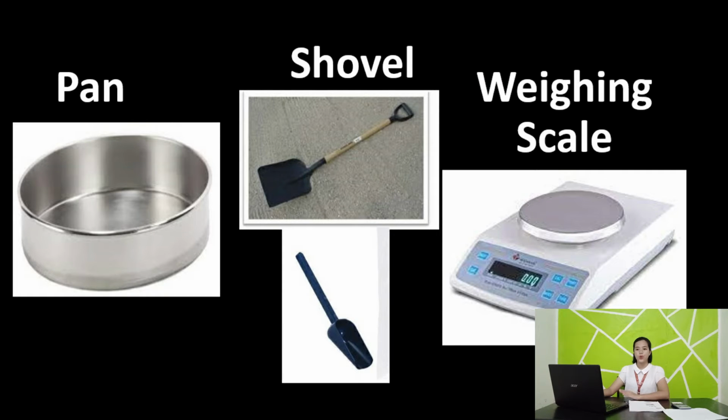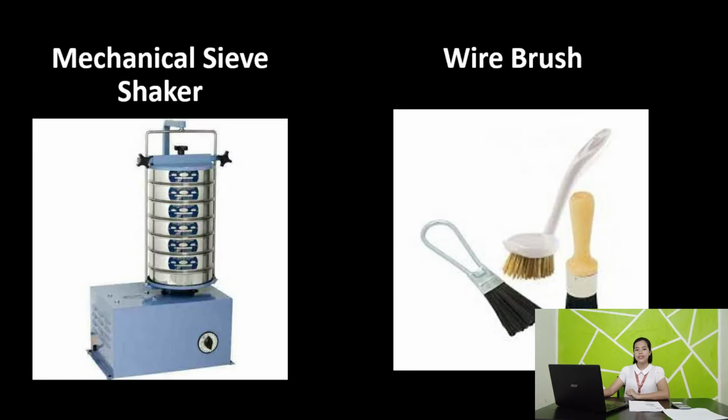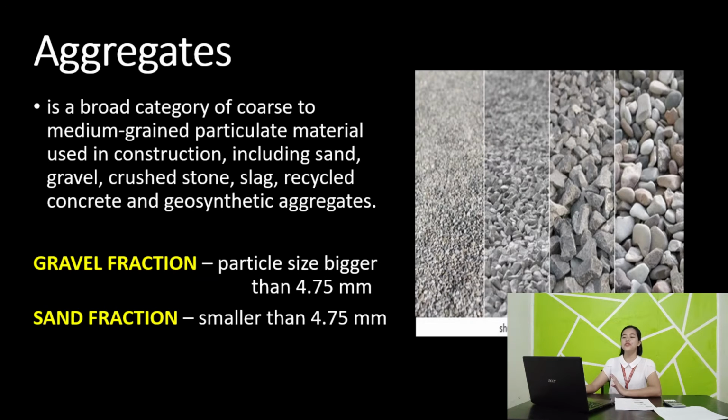Next, we have the pan, which you put under the set of sieves, the shovel, the weighing scale, which is very important in collecting data, the mechanical sieve shaker, of course, and a wire brush to brush the screens, and of course the aggregates. By definition, aggregates is a broad category of coarse to medium grain particulate material used in construction, including sand, gravel, crushed stone, slag, recycled concrete, and geosynthetic aggregates.